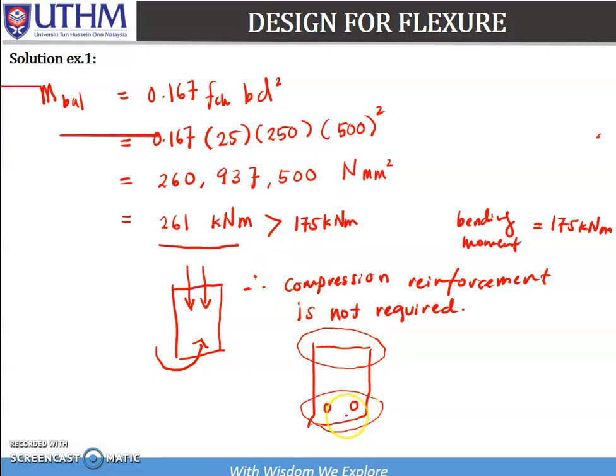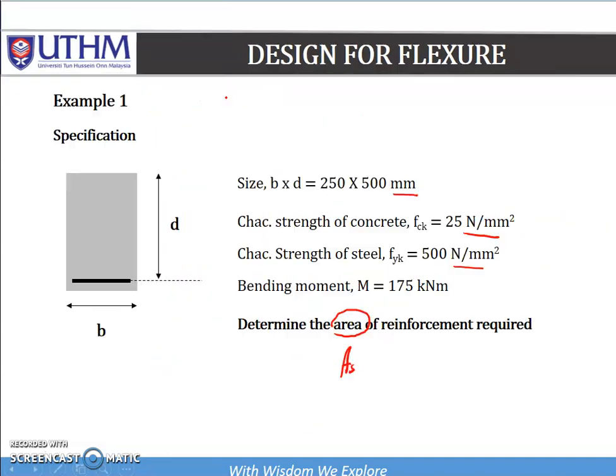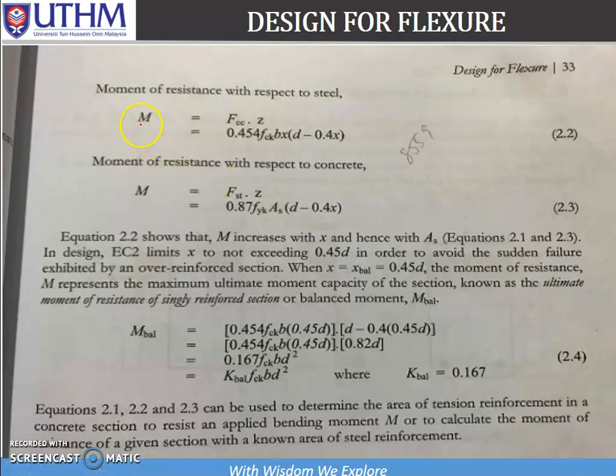Are you understanding the first step? So this is the first step: we need to calculate the M balance. Alright, second step. We need to calculate the moment of resistance. From the previous notes, there are two types of moment of resistance: first with respect to steel and second with respect to concrete.